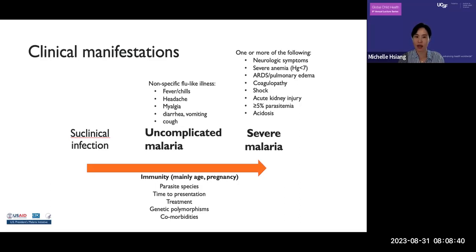So there's sickle cell trait, which can be protective against severe malaria. Having sickle cell disease would predispose you to severe malaria. And malnutrition and other things can affect your risk for severe malaria.